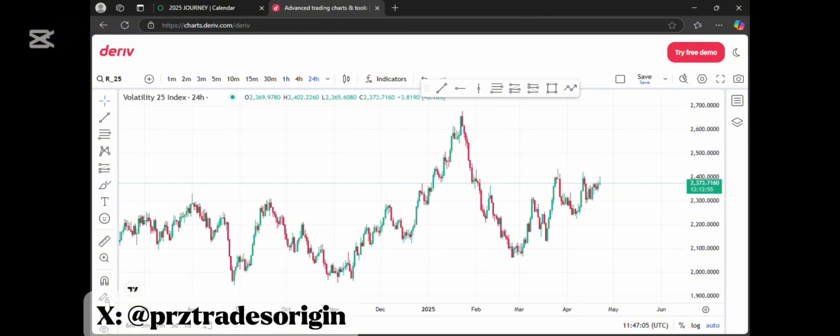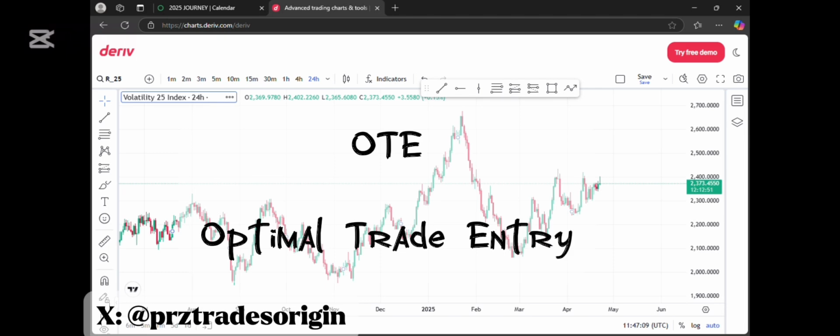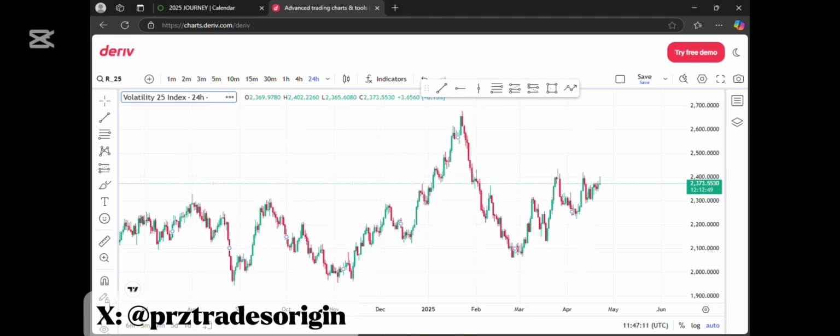First, let's look at the OTE, which is the optimal trade entry. The optimal trade entry, or the OTE, helps you identify an entry point or reversal point where price is likely to retrace to, then respect.